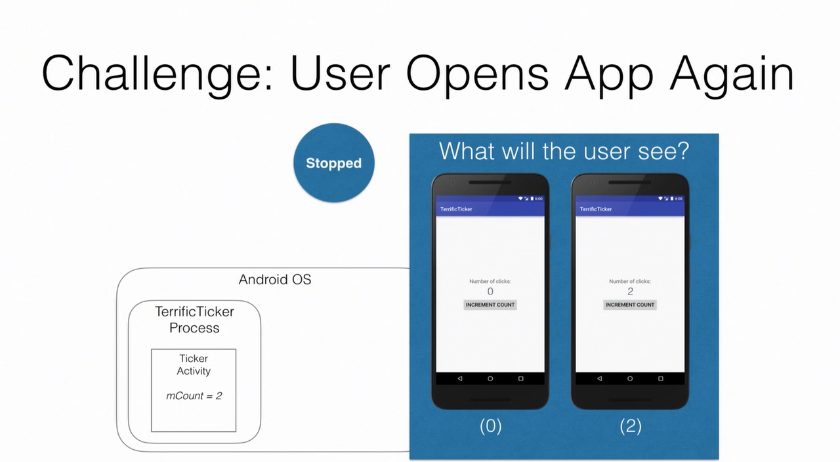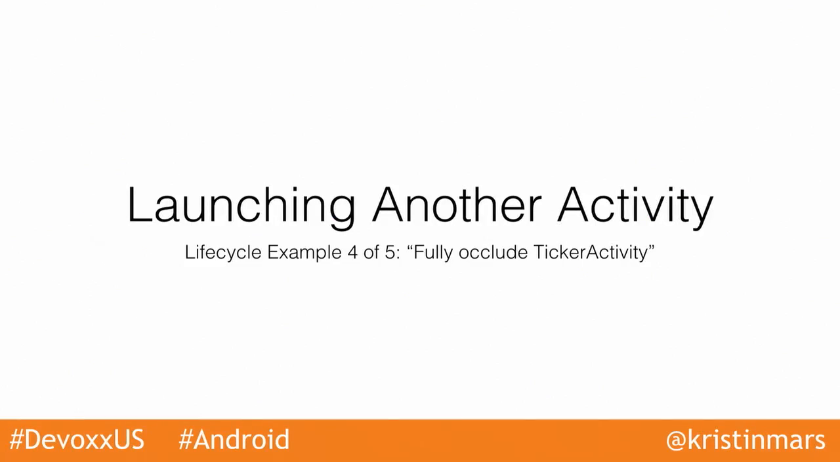So it's not like recreating the instance from scratch and overwriting the mCount. Our state that was stashed in the activity object is still hanging around in memory. Okay, answer is 2. All right, so let's talk. We've got 2 more to go. Hang in there with me.